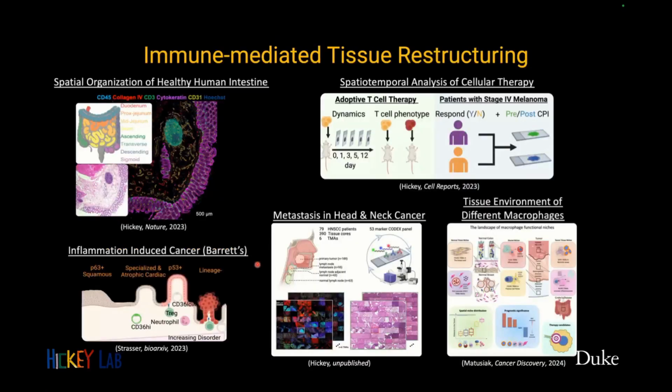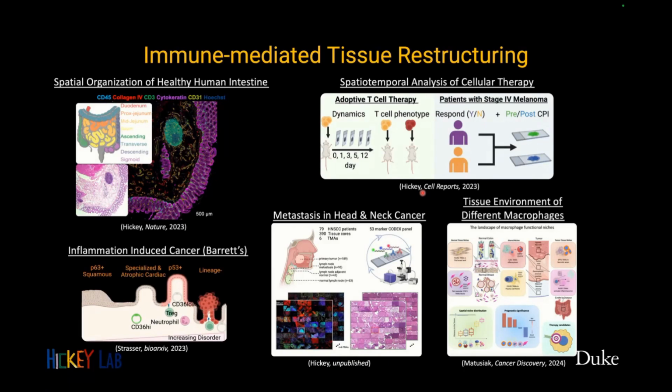And just to conclude overall, I mentioned our work in looking at the healthy human intestine, our work in understanding chronic inflammation-induced cancers, and also our work in looking at different tissue microenvironments for macrophages. But what I didn't tell you was that we also have a story thinking about how does metastasis work in head and neck cancer, and also work that we've done on evaluating how effective cell therapies change the tumor microenvironment compared to non-infective cell therapies.